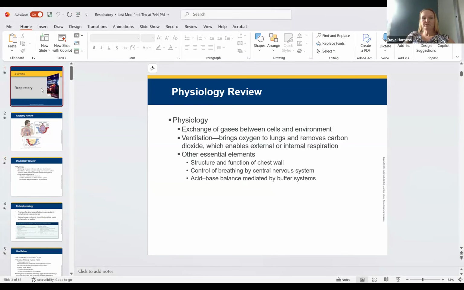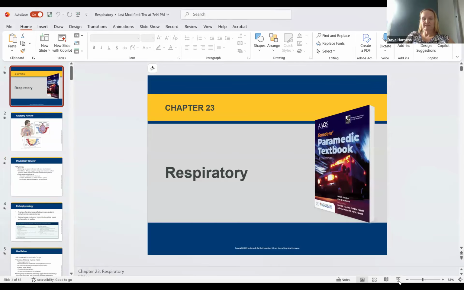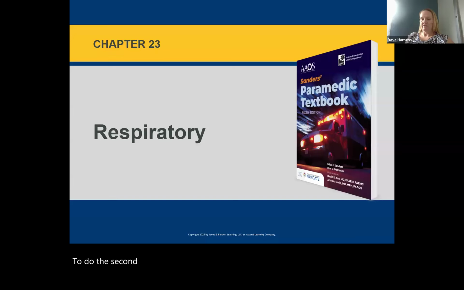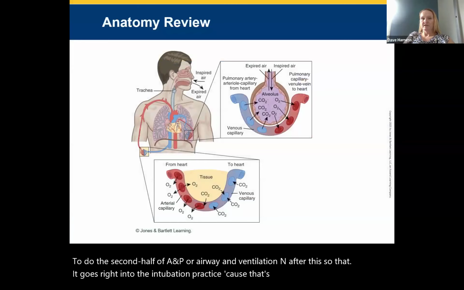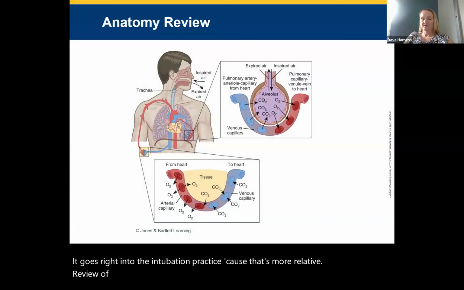We're jumping to respiratory because it fits better to do the second half of A&P or airway and ventilation after this so that it goes right into the intubation practice because that's more relative. Quick review of anatomy and physiology of the airway.